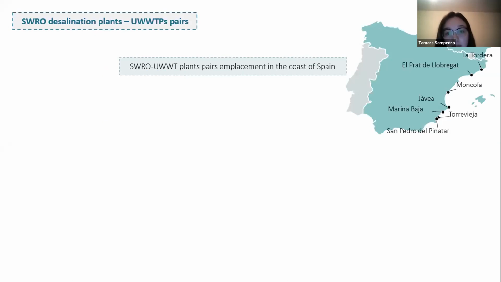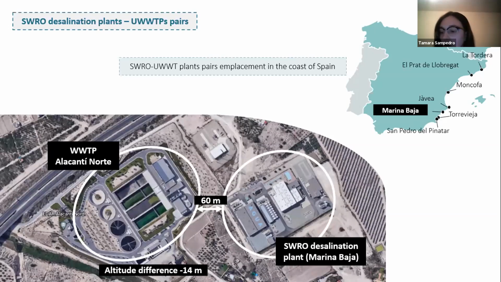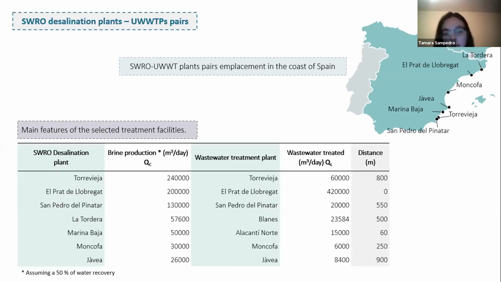For the applied criteria, a total of 7 desalination plants have been found on the Spanish Mediterranean coast. The map shows the selection of plants. As an example, focusing on one desalination plant, you can see the aerial view, the seawater system, and the wastewater treatment plant at a distance of 6 meters and with an altitude difference of minus 40. And the following table shows the main characteristics of the selected facilities: brine flow, wastewater treated flow, and distance between desalination and wastewater plants.